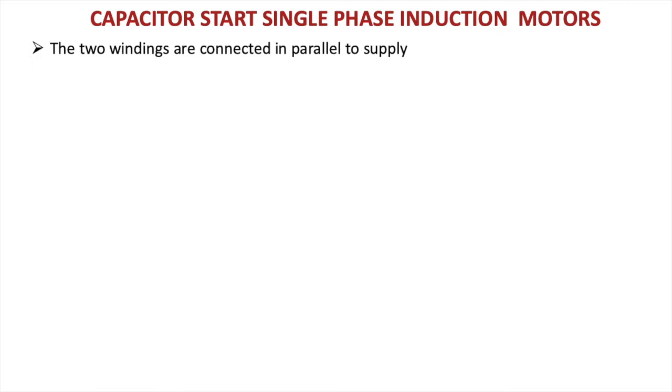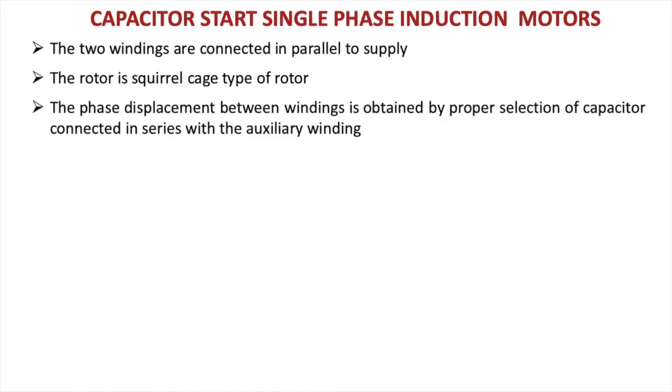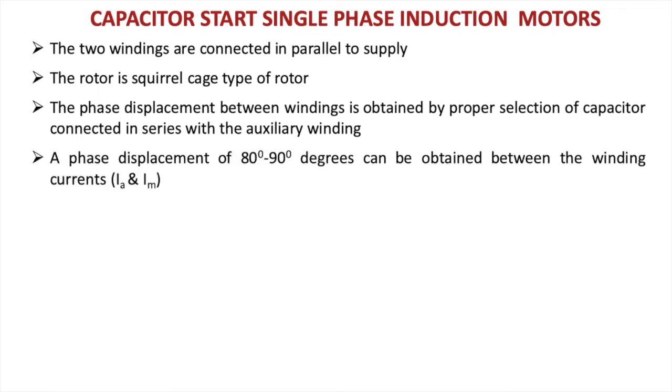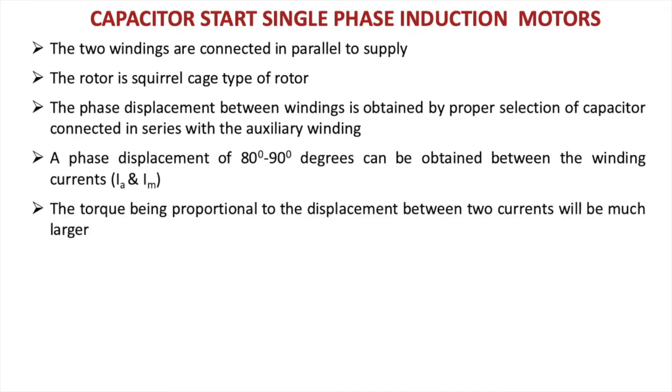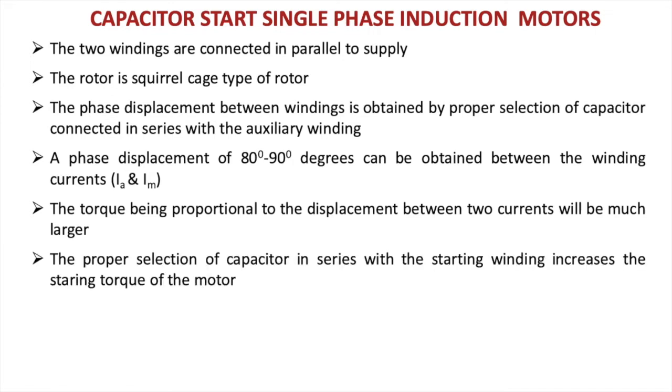Now, the two windings are connected in parallel to the supply, as we have seen in the figure. The rotor is a squirrel cage type of rotor. The phase displacement between windings is obtained by proper selection of the capacitor connected in series with the auxiliary winding. A phase displacement of 80 to 90 degrees can be obtained between winding currents, that is the auxiliary current and the main current. The torque being proportional to the displacement between the two currents, it will be much larger, and the proper selection of capacitor in series with the starting winding increases the starting torque of the motor.